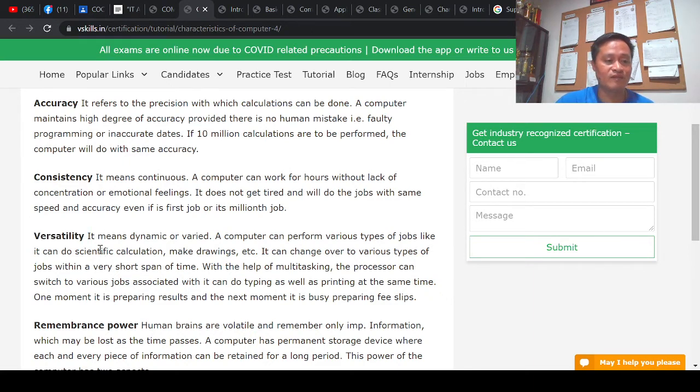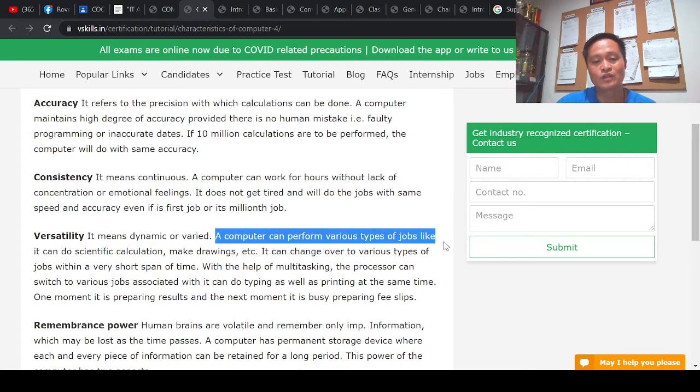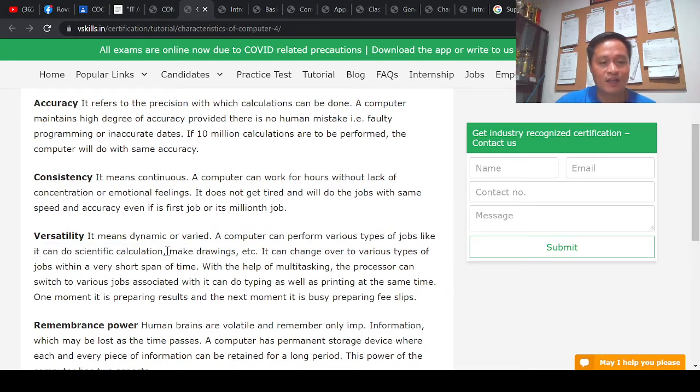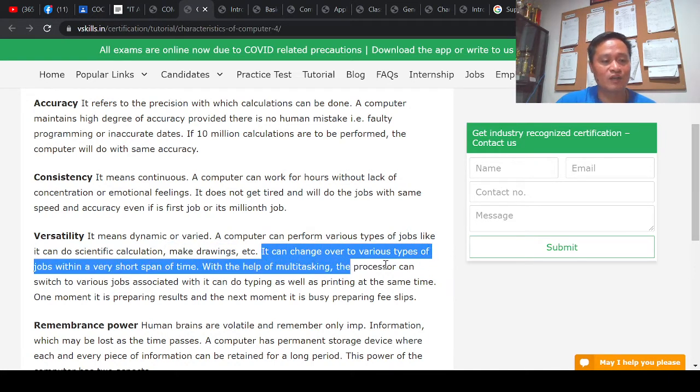What does this mean? Versatility. It means dynamic and varied. A computer can perform various types of jobs, like it can do specific calculations, it can make drawings, it can change over to various types of jobs within a very short span of time.